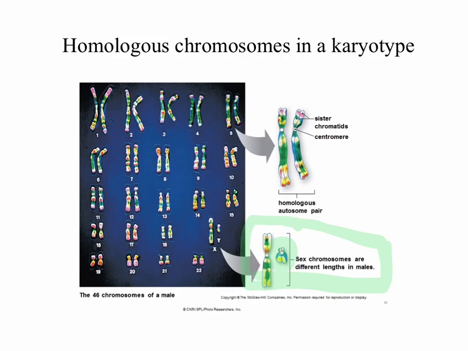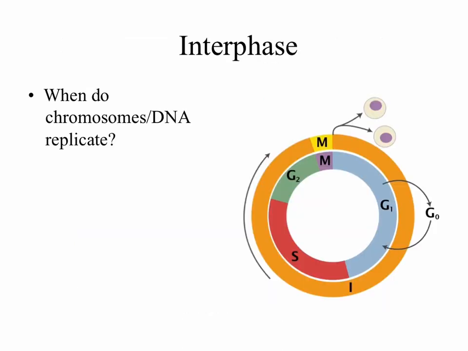Remember, after replication, each chromosome is made of two sister chromatids held together at the centromere. These homologous pairs will eventually pair up together to create a structure called a tetrad.